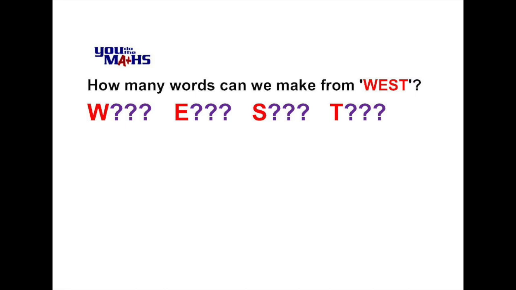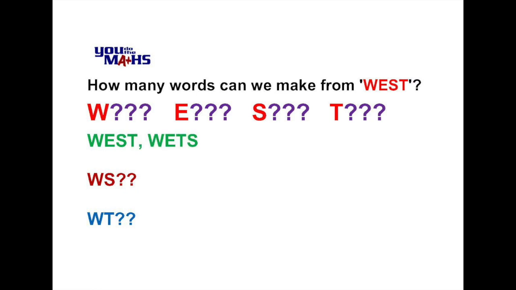Now we'll go with the W first of all, and if we choose W to be our first letter, then our second letter could be an E, or it could be an S, so we could have WS, or it could be a T, in which case we could have WT. So that's our options for the second letter, assuming we're starting with W.